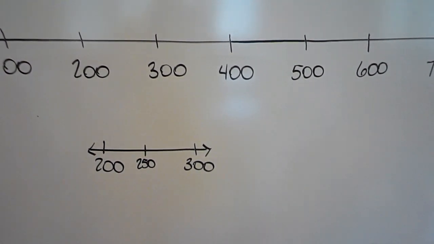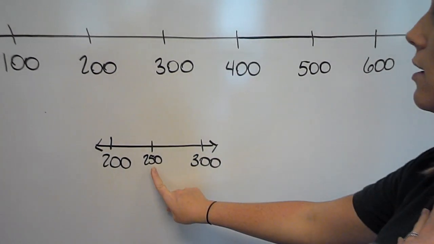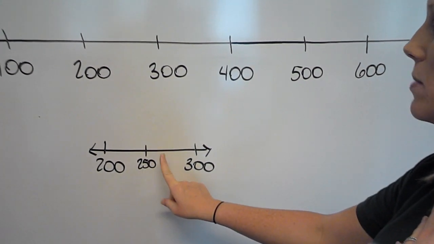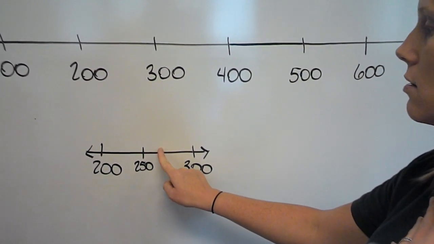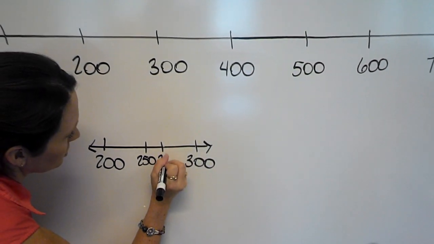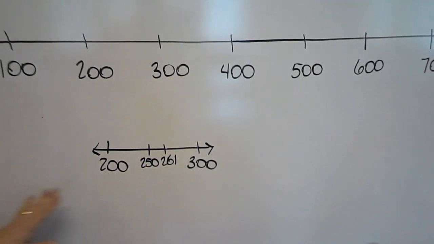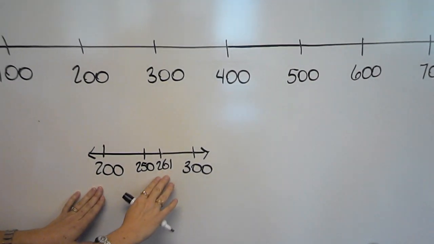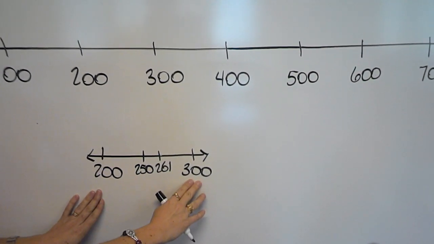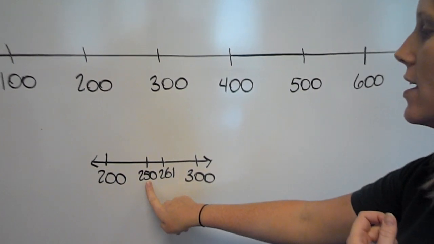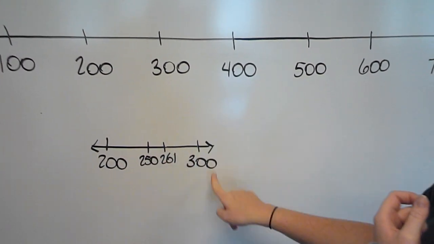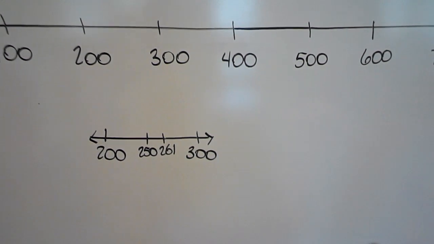And I know if we're looking at 261, 260 would be one more 10, so it's got to be about right there. Okay, so let's label that 261. Do you think that's closer to 200 or closer to 300? If we're halfway right here and we're past our halfway mark, it has to be closer to 300. Okay, so let's check that.